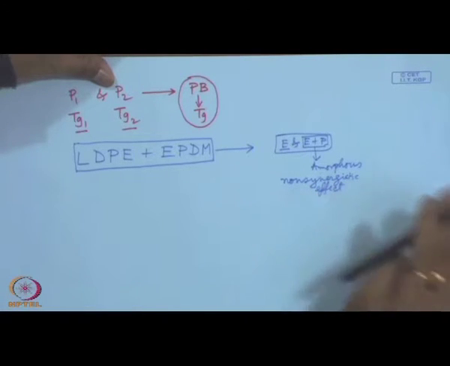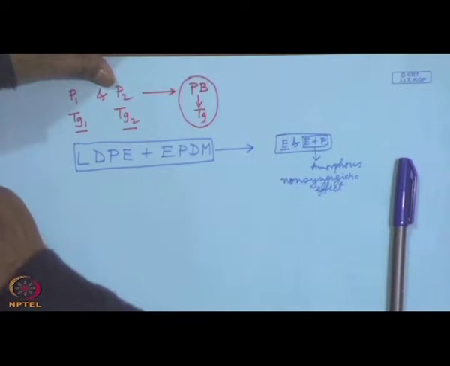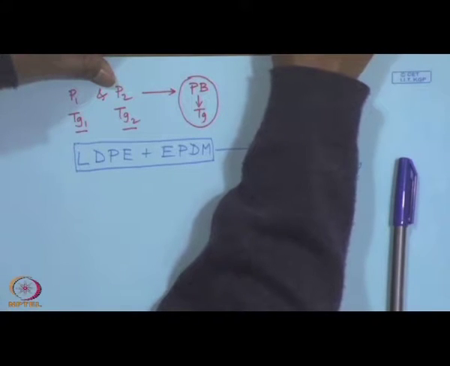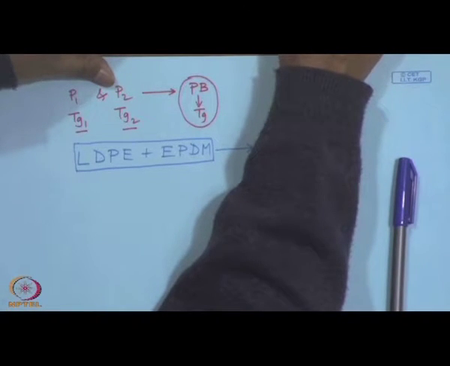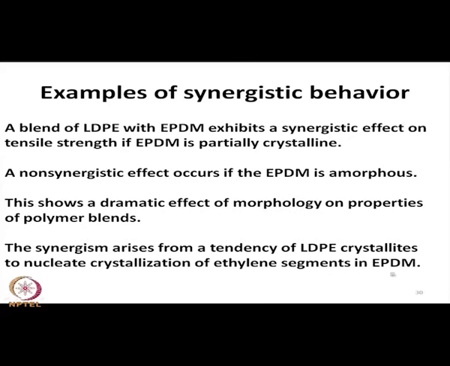So, in order to obtain synergistic effect of this polyethylene LDP and EPDM blends, one of the requirement is that the EPDM component must be partially crystalline. This partial crystallinity in EPDM shows a dramatic effect of morphology on properties of polymer blends. So, the synergism arises from a tendency of LDP to crystallize and to nucleate crystallization of ethylene segments in EPDM.